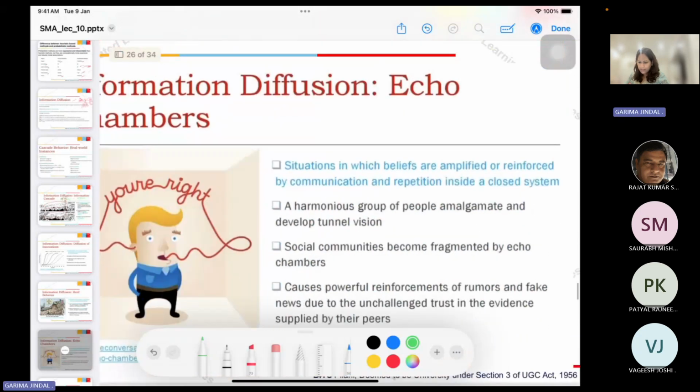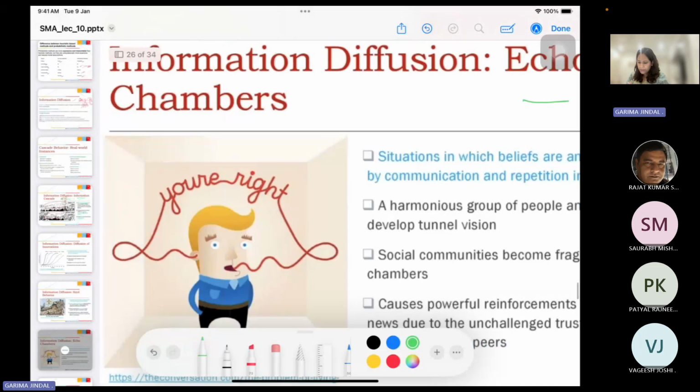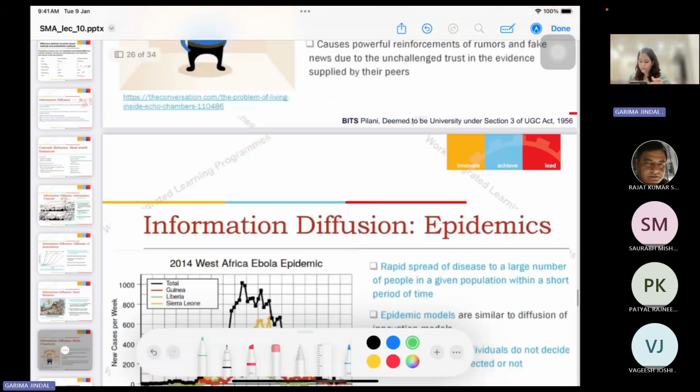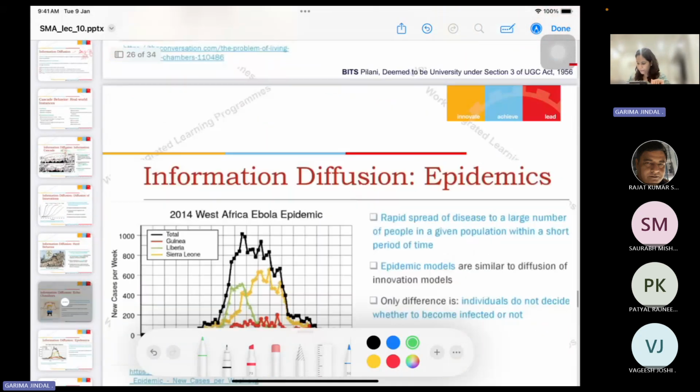Then there is another concept of echo chambers. An echo chamber is the same idea: there is one piece of information, you keep on repeating that information, and eventually that information is accepted by a lot of people. I have already given you an example of this behavior, and it is again an example of information diffusion.